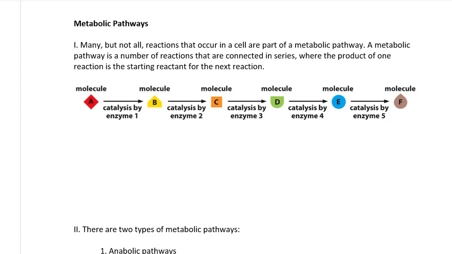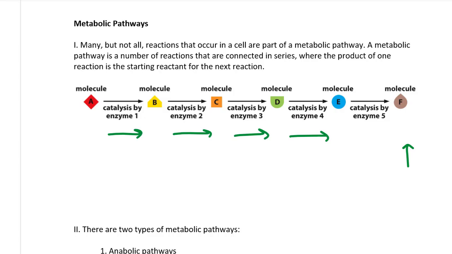So, metabolic pathways. Many but not all reactions that occur in a cell are part of a metabolic pathway. A metabolic pathway is a number of reactions that are connected in series, where the product of one reaction is the starting reactant for the next reaction. By series, it means that one reaction simply feeds into the next. In this generic pathway, the product of the metabolic pathway is molecule F, whereas the entry molecule is molecule A.